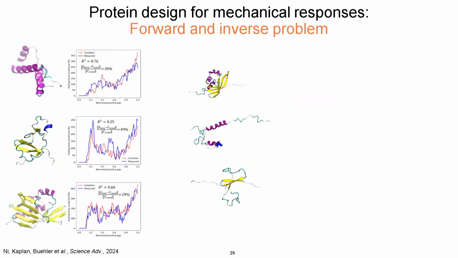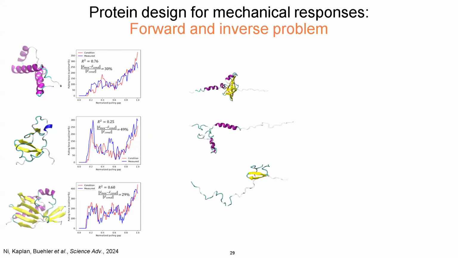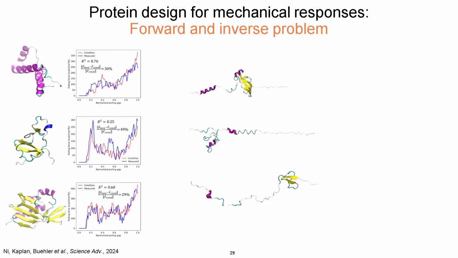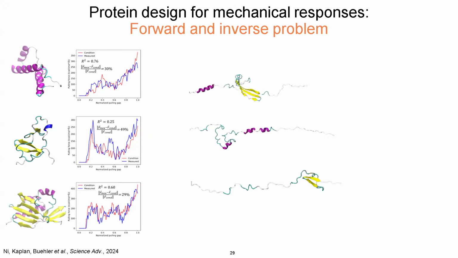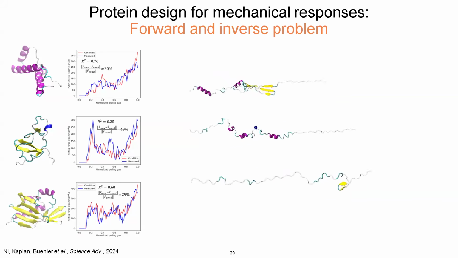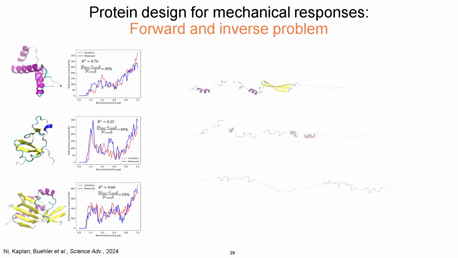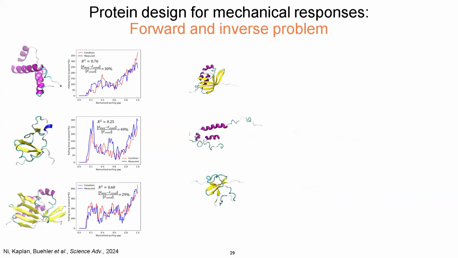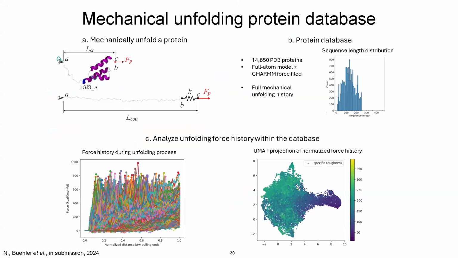So we can basically say, I want a certain type of response, and the model will design proteins for me that have these responses. And then we can run MD simulations to test it as well. So this is how this can be done. This can be validated pretty well, I would say. We can even mine some of the databases we have. This is something we're doing right now.